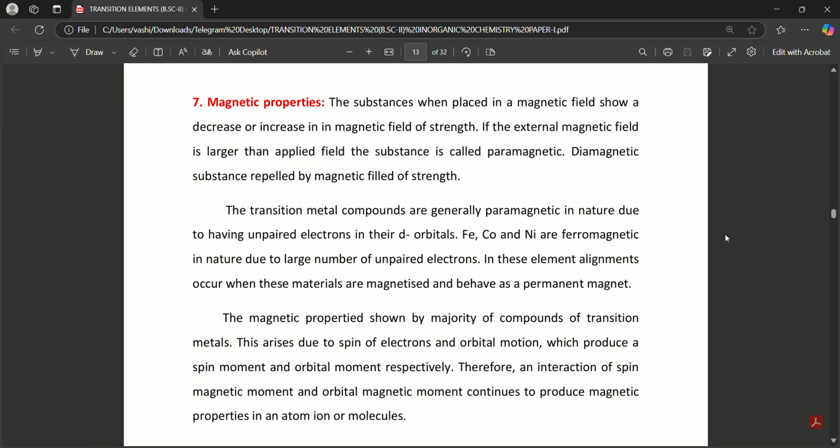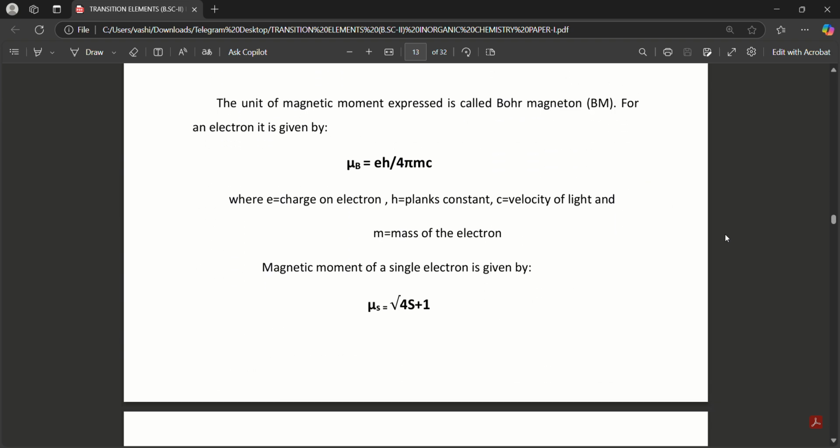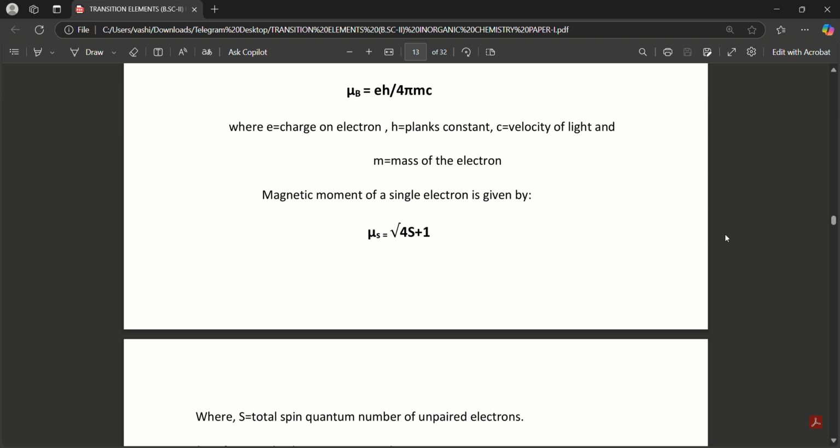The magnetic property is shown by the majority of the compounds of transition metals. This arises due to the spin of electrons and orbital motion, which produce a spin moment and orbital moment respectively. Therefore, an interaction of spin magnetic moment and orbital magnetic moment continues to produce magnetic properties in an atom, ion, or molecule. The unit of magnetic moment, expressed as the Bohr magneton, is given by this formula, where e is the charge of the electron, h is Planck's constant, c is the velocity of light, and m is the mass of the electron.